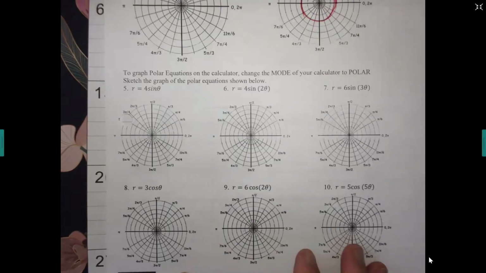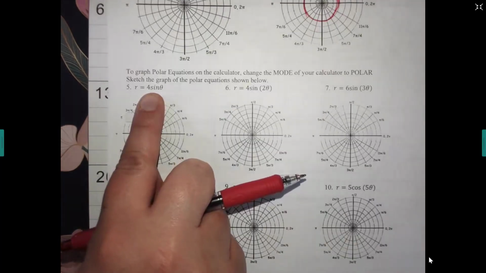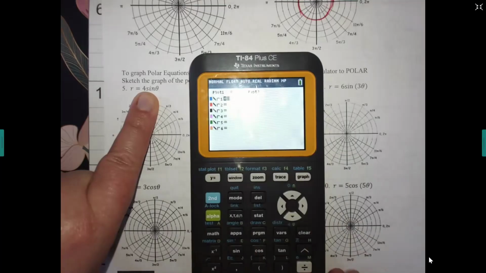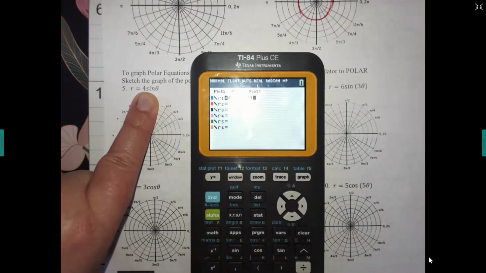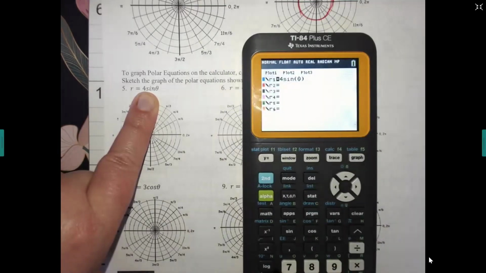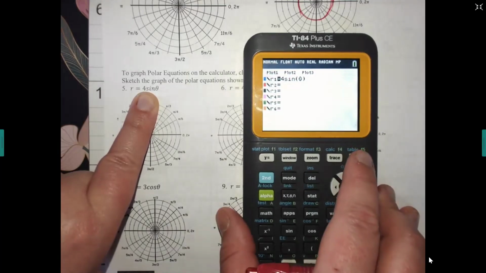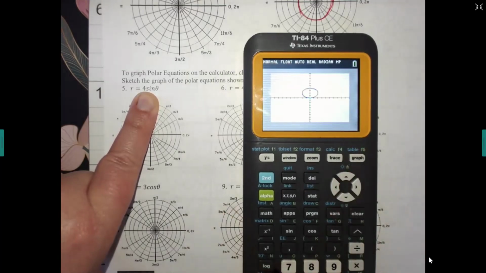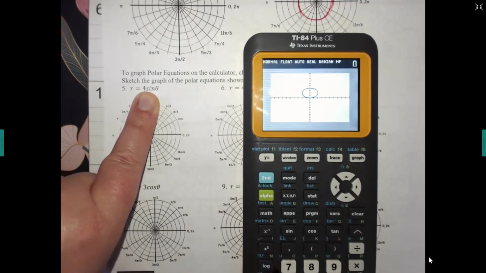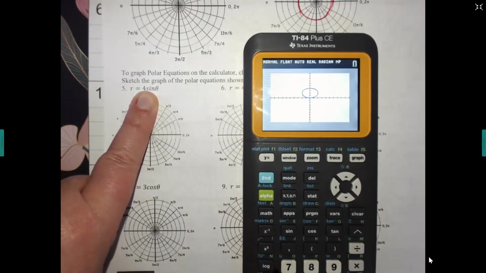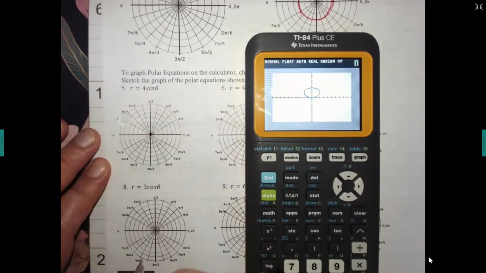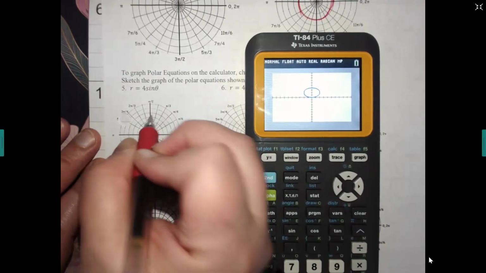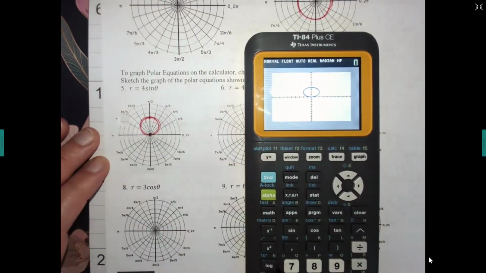Come down here to 4 sine theta. Type it in for me. 4 sine theta. And then for the theta, you're just going to use the X button. Okay, then hit graph. Okay, and you'll see that now you still have a circle, but instead of it being perfectly centered, it's going to hit at 0 and it's going to hit at 4. So just do your best to sketch that. You want to hit at 0 and then 1, 2, 3, 4, and then just kind of draw your circle in.